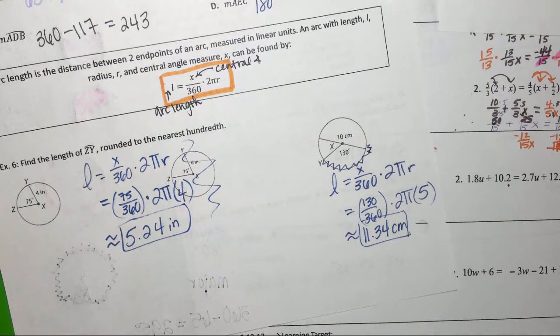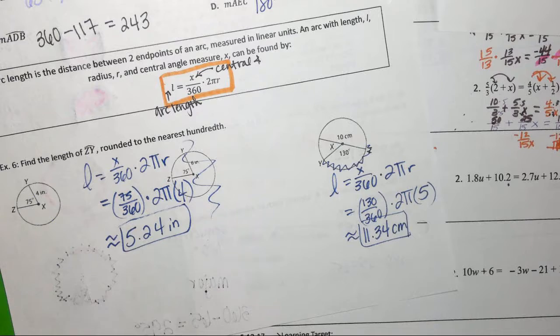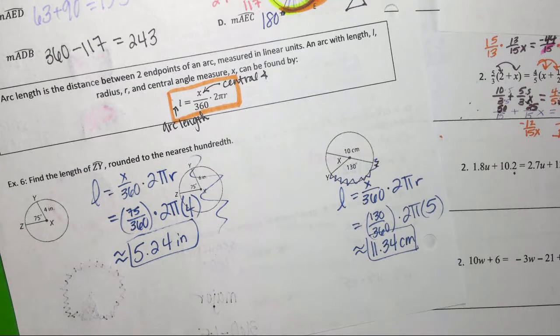Okay, so that's really all there is to say about arcs and arc length. I think they're just as easy as circumference and stuff, so it should be a nice quiz grade, I would pray.